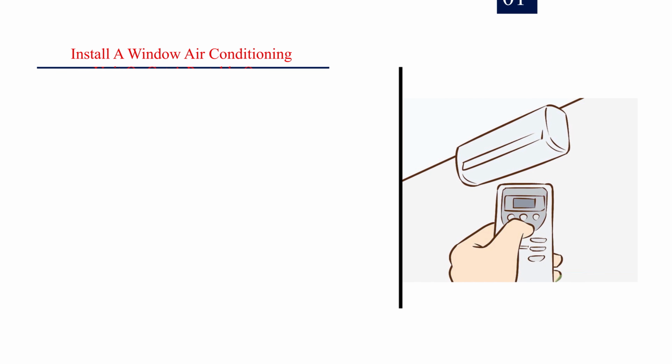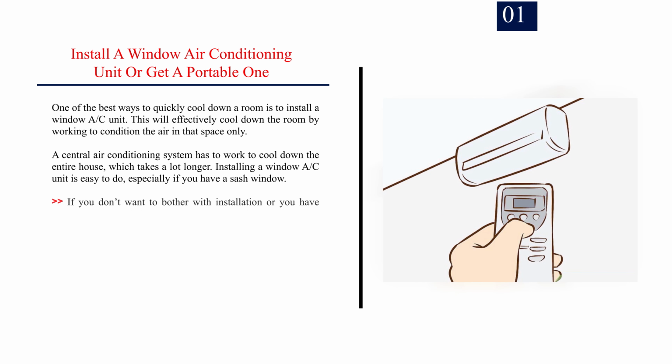Method 3. Controlling heat. Number 1. Install a window air conditioning unit or get a portable one. One of the best ways to quickly cool down a room is to install a window AC unit. This will effectively cool down the room by working to condition the air in that space only. A central air conditioning system has to work to cool down the entire house, which takes a lot longer.